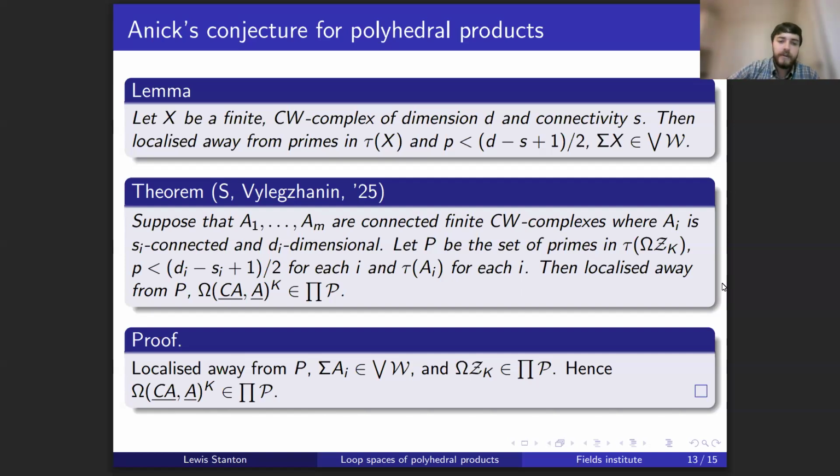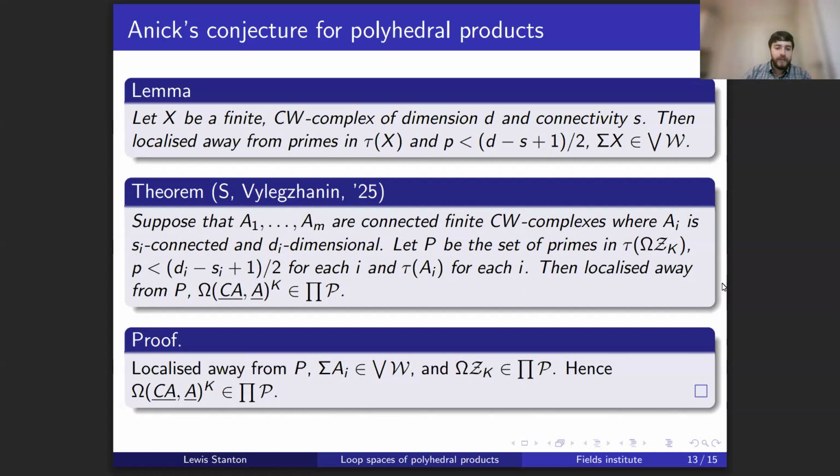But then using this, now if we take any collection of spaces A1 up to Am, and if you let P be the set of primes which appeared as p-torsion within the loop homology of your moment angle complex, the primes which appeared in the lemma above, and all the p-torsion which appeared in the homology of each of these Ai's, then if you localize away from P, then the loops on this polyhedral product will decompose as a product of looped spheres.